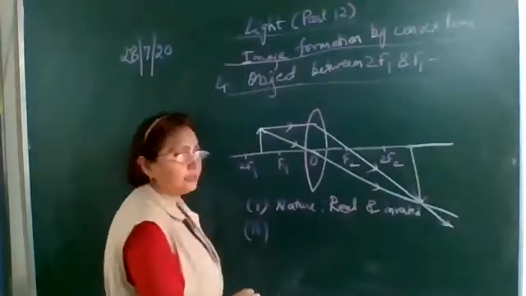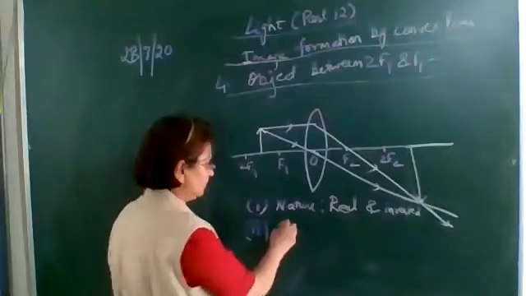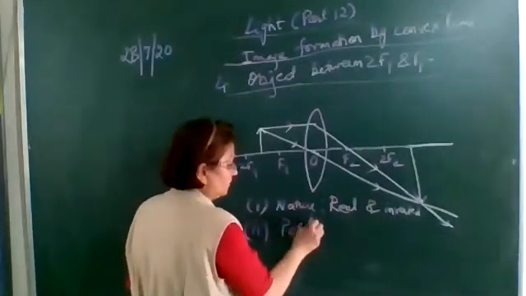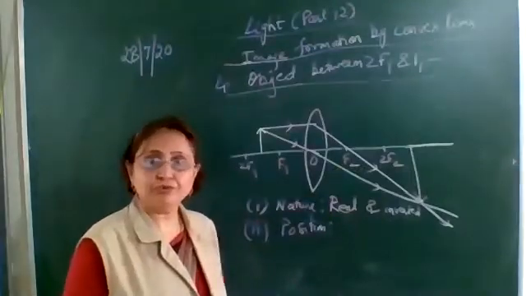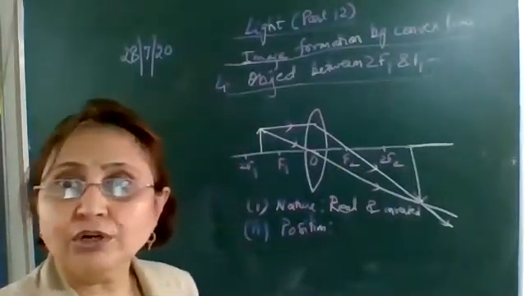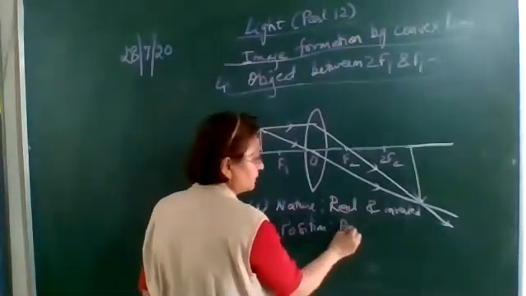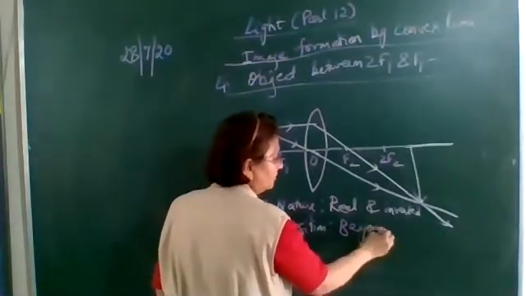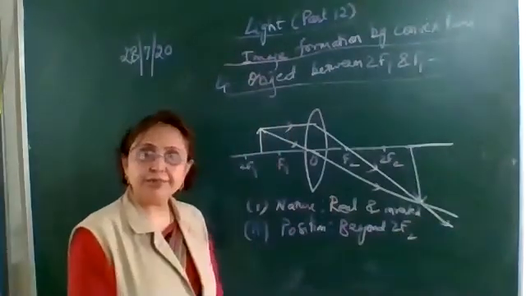The second point is the position of the image. Where is it formed? Beyond 2F2. It is formed beyond 2F2. Position is beyond 2F on the other side, or you may say beyond 2F2.